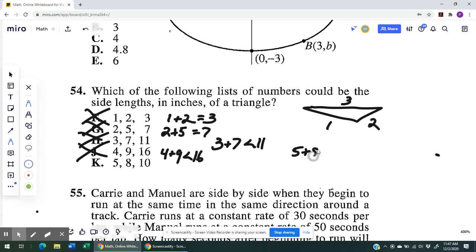K, 5 plus 8 is greater than 10. That works. 8 plus 10 is greater than 5. That works. 10 plus 5 is greater than 8. That works. So K is our correct answer.